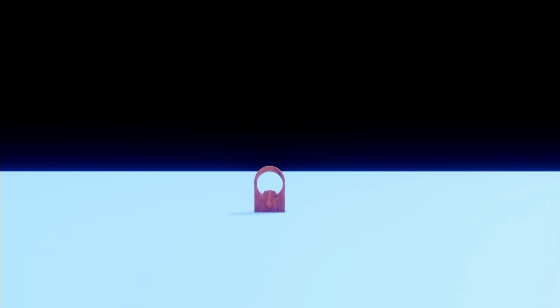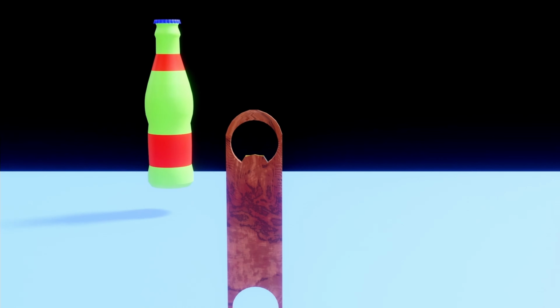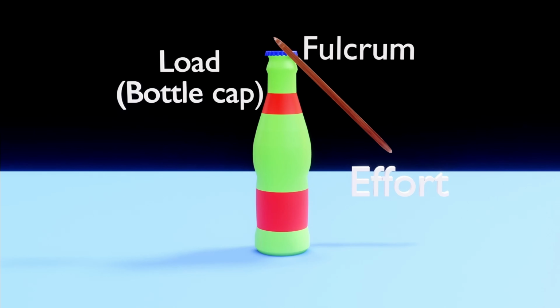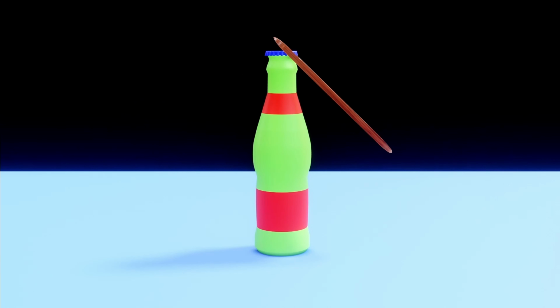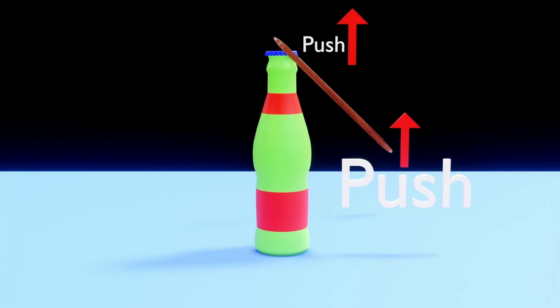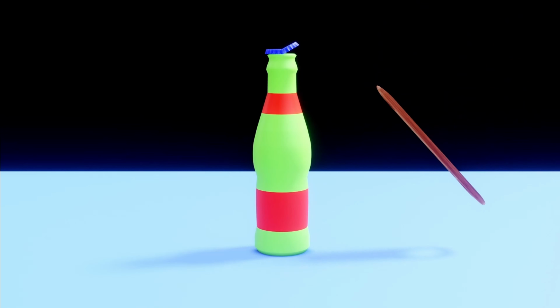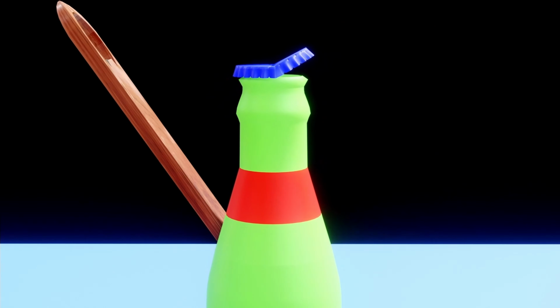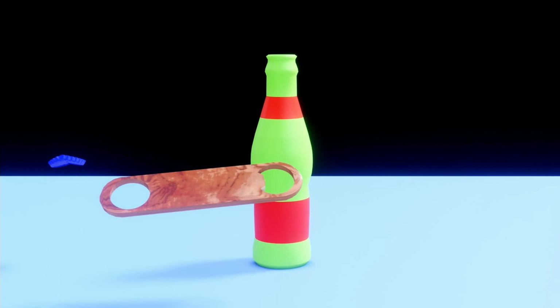Let's look at how forces move the load in second-class levers. A bottle opener is another example of a second-class lever. Here we can identify that when we push or pull the opener, the force causes the bottle cap to bend and loosen. The upward force is amplified at the cap, which then makes it quite easy to remove from the bottle.